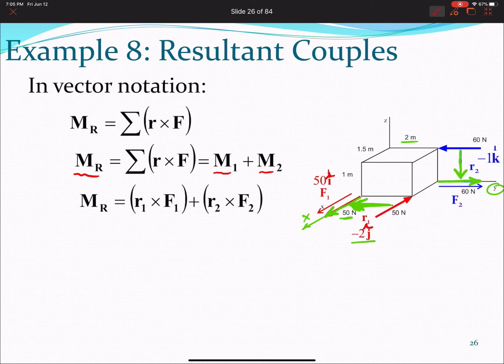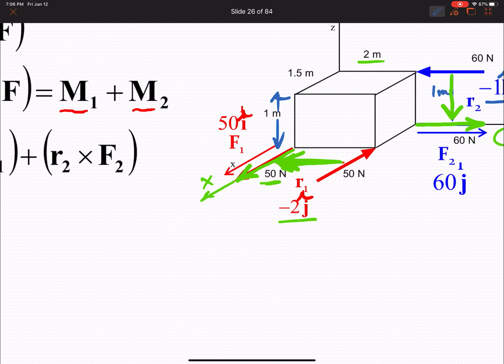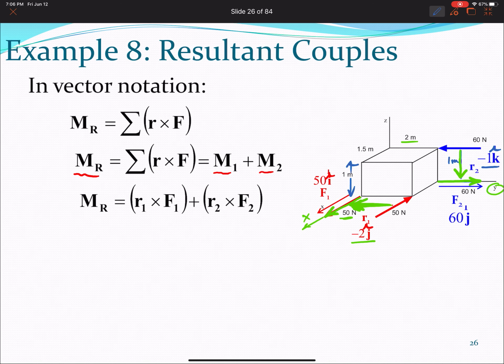What about the blue couple? So my position vector goes down on z, and then goes down by 1 meter, because this distance is 1 meter, so it's minus 1 k hat. And what about the force vector? Well, the force vector is 60 j hat, because the force is 60 and goes to the positive side, so it's 60 j hat. So now I have to cross them. All I have to do is cross them and add them together.